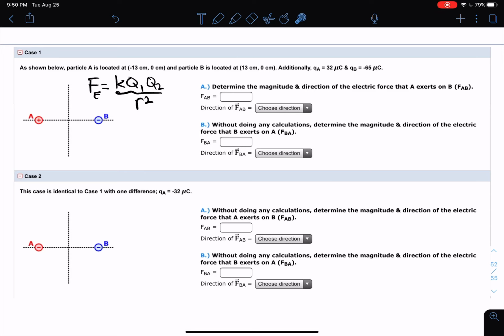And then you need to state the direction of the force that A exerts on B. So you'll choose the direction. And then when you get to part B here, it says without doing any calculations. Now let me just say, you can do the calculations if you want. There's no way I'm going to know whether or not you're doing them. But you don't have to get the answer. Once you've done A, you should be able to figure out B without doing the calculations.